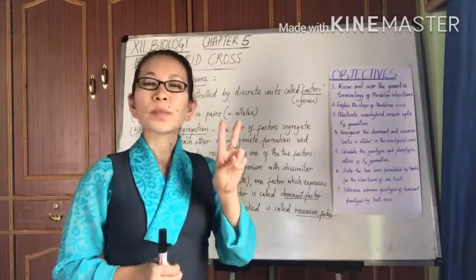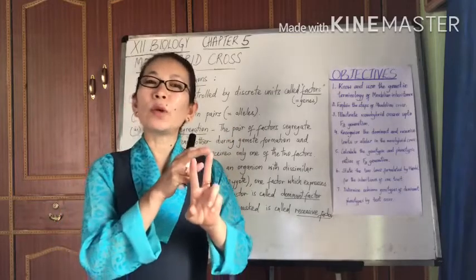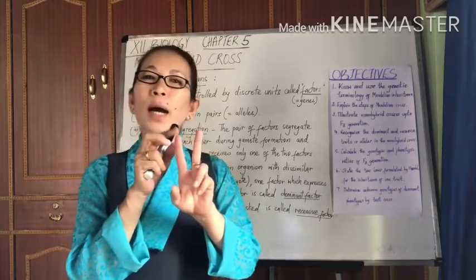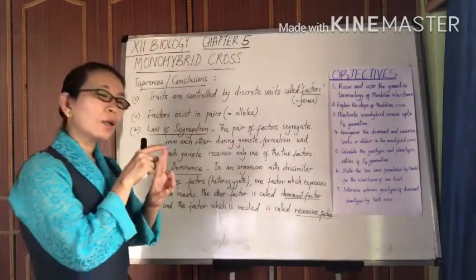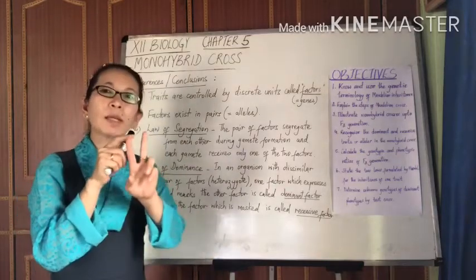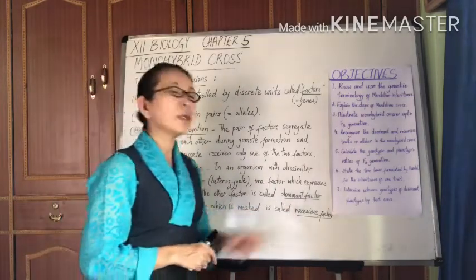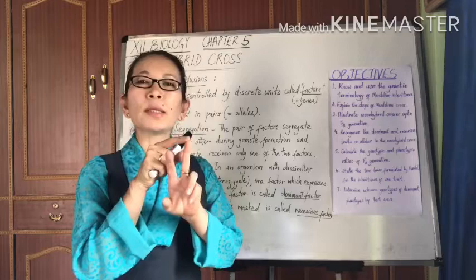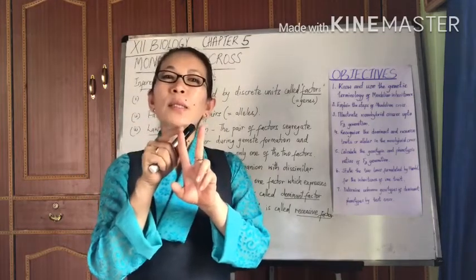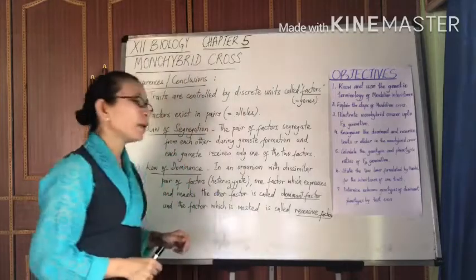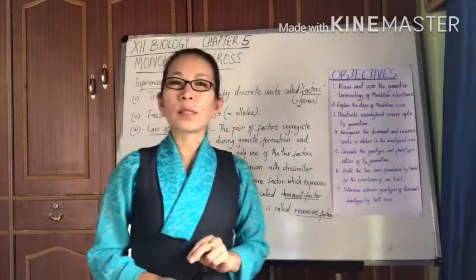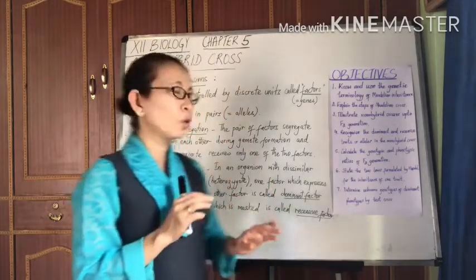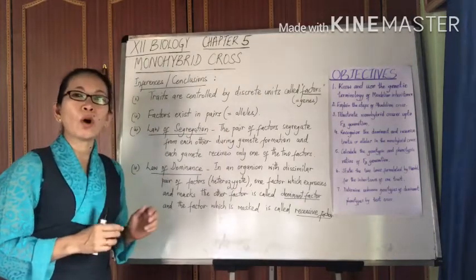So of the two dissimilar alleles, one allele would be making its expression, and at the same time it's going to be masking the expression of the other allele. So this allele which makes its expression and which masks the expression of the other allele is known as the dominant factor, and the factor which is masked by the dominant allele is called the recessive factor. So basically dominant factor and recessive factor are again referring to the dominant allele and recessive allele. So this law is referred to as the law of dominance.